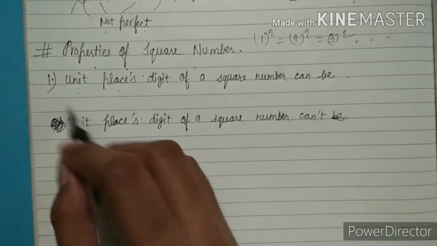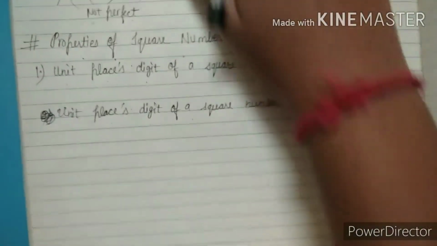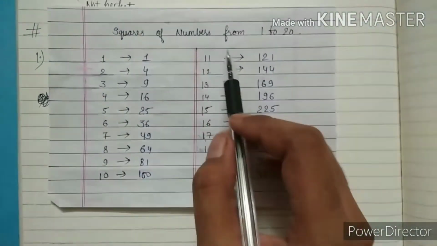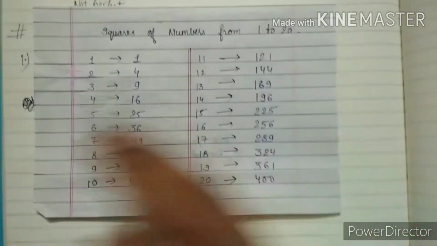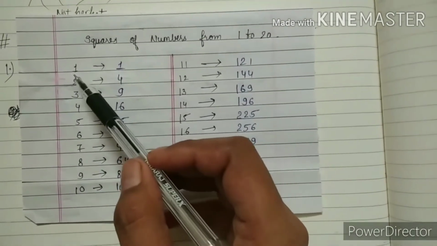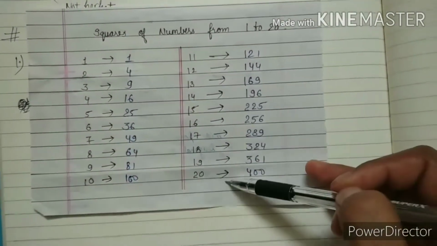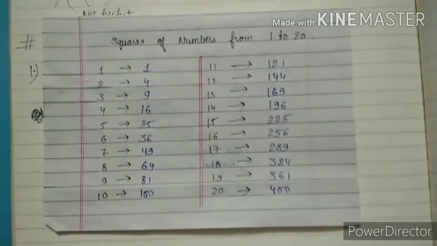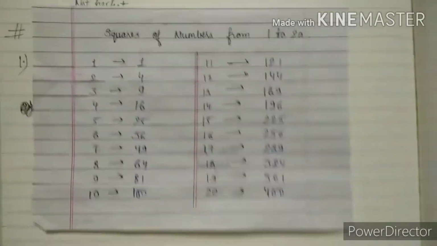To understand this property, I am going through the squares of numbers from 1 to 20. You have to learn the squares of the numbers from 1 to 20 at least. You can also learn beyond that, but at least learn 1 to 20.